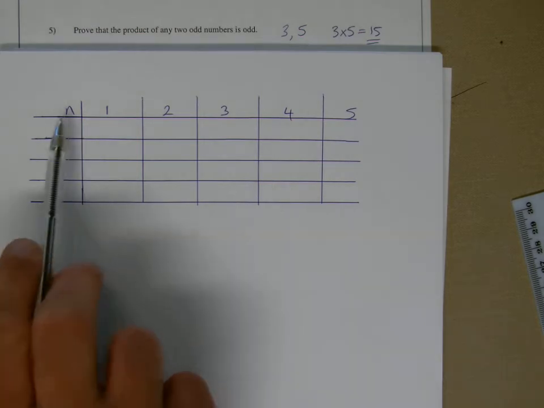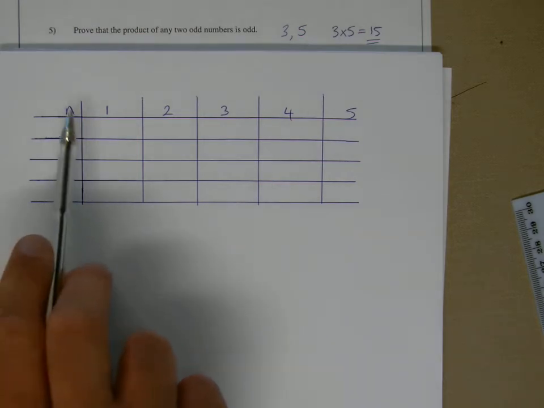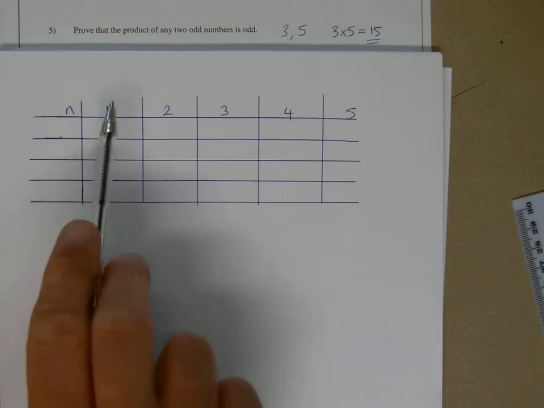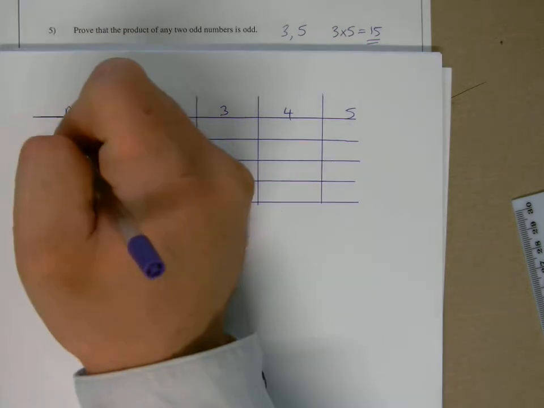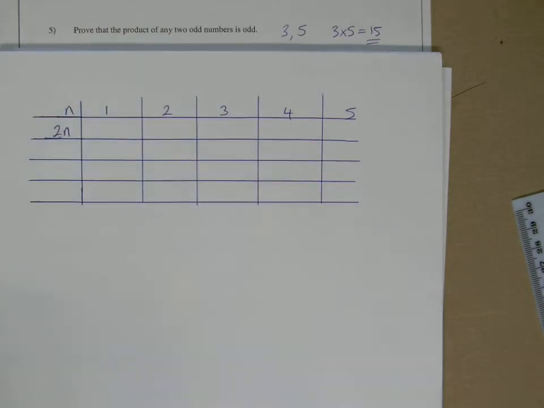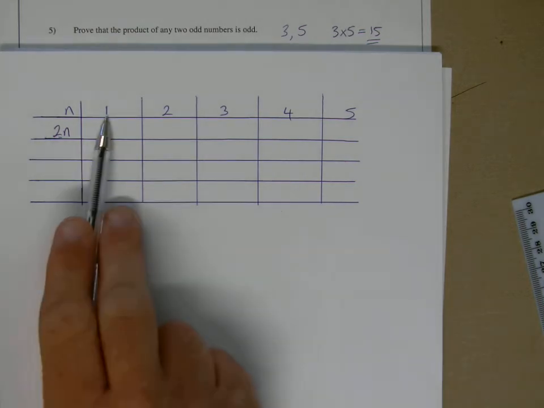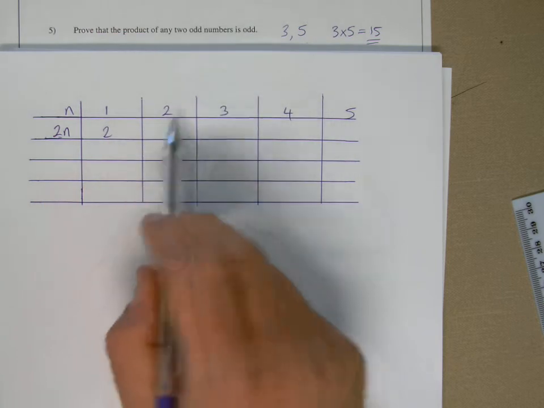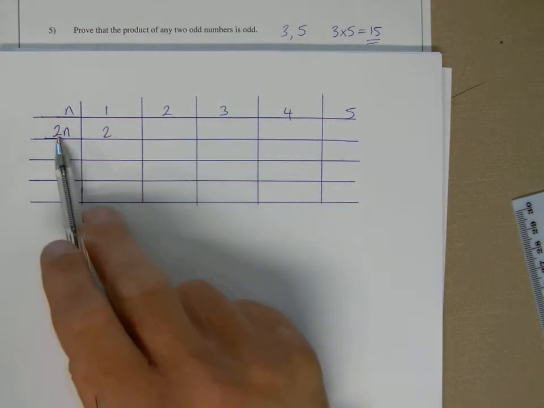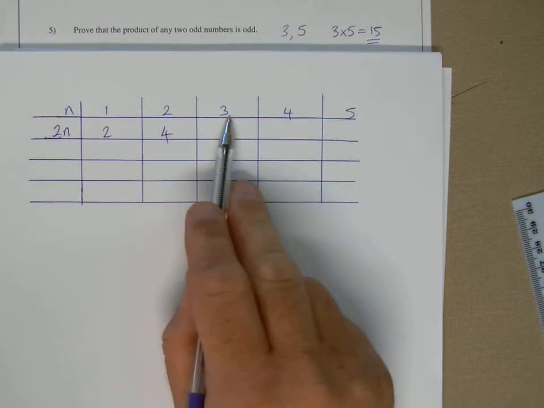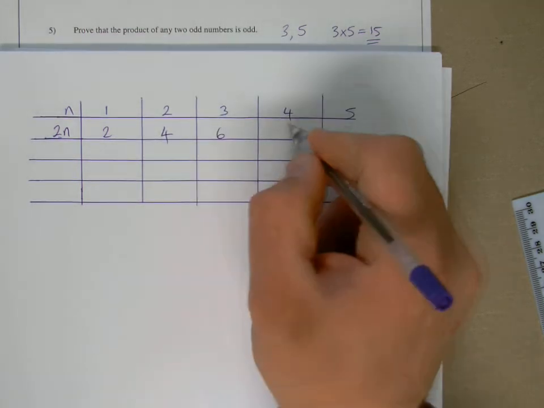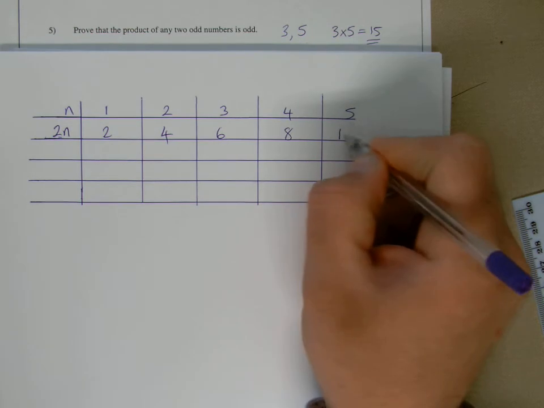Algebraically, we can use the letter n, for instance. So if n represents counted numbers, such as 1, 2, 3, 4, 5, etc., there are things we can do with that. For instance, we can think about what 2n would be. 2n would be doubling it. So if I double 1, I'd get 2. Double 2, I get 4. Double this, I get 6. Double this, I get 8. Double this, I get 10.